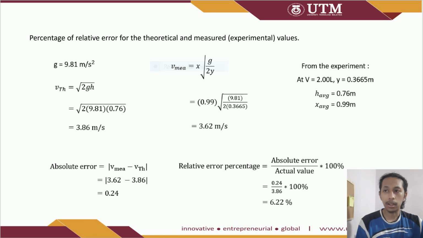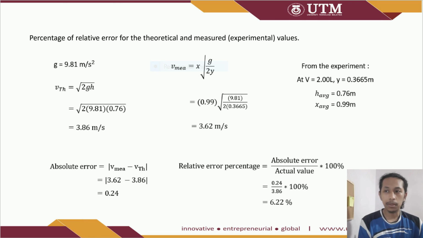For the percentage of relative error for the theoretical and measured experimental values, we know that g is 9.81 meters per second squared, and we use this value to calculate the theoretical velocity, which is the square root of 2gh, and we would get 3.86 meters per second. For the measured velocity, which is s times the square root of g over 2y, we get the value of 3.62 meters per second. From the experiment at v equals 2 liters, y is 0.3665 meter, the height average is 0.76 meter, and the s average is 0.99 meter.